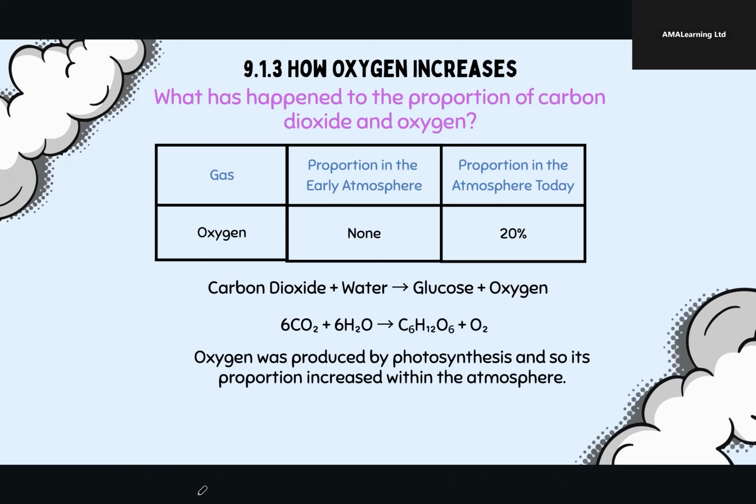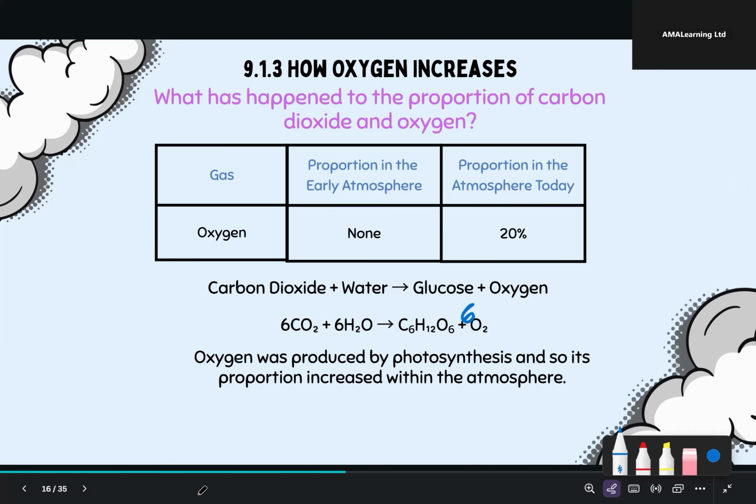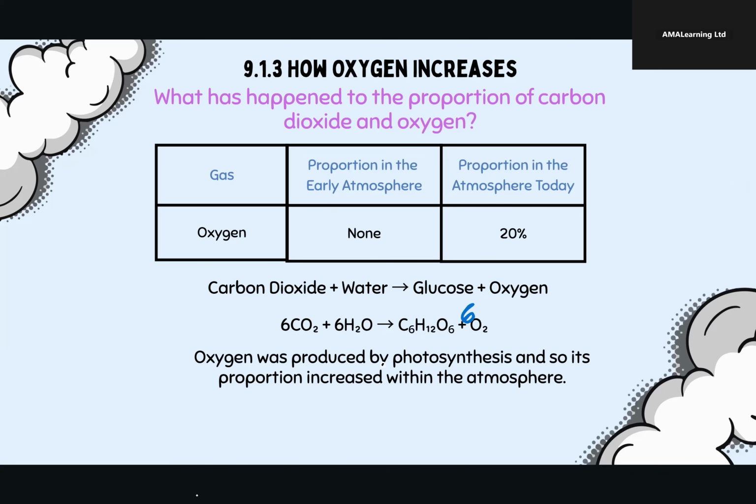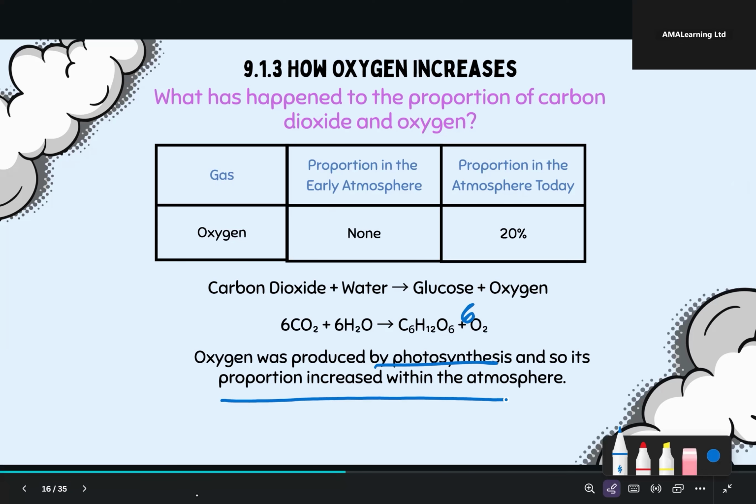So we've just said volcanoes release gases, condensation of water, it dropped as rain. The rain absorbed lots of carbon dioxide. Because of that carbon dioxide in the water, algae photosynthesized, and generally because of the high proportion of carbon dioxide in the air, plants photosynthesized and evolved, and that meant they started to release oxygen. So carbon dioxide levels started decreasing, oxygen levels started to increase. And this is the word equation and formula equation for photosynthesis. You just need to have a 6 here because it's 6 oxygens that were produced. So oxygen was produced by photosynthesis, and so its proportion increased within the atmosphere.